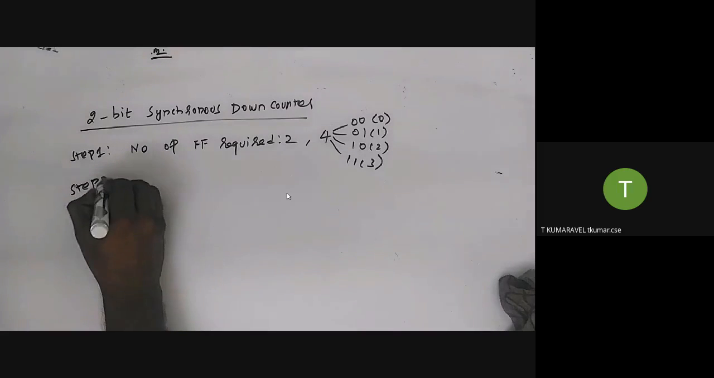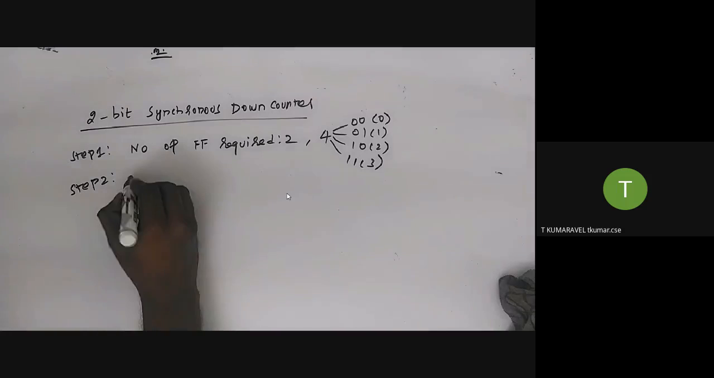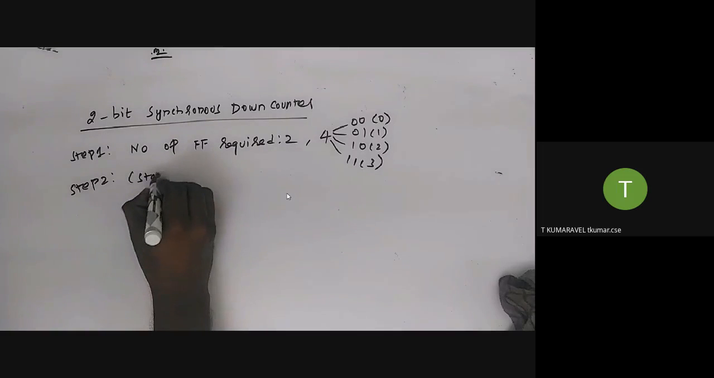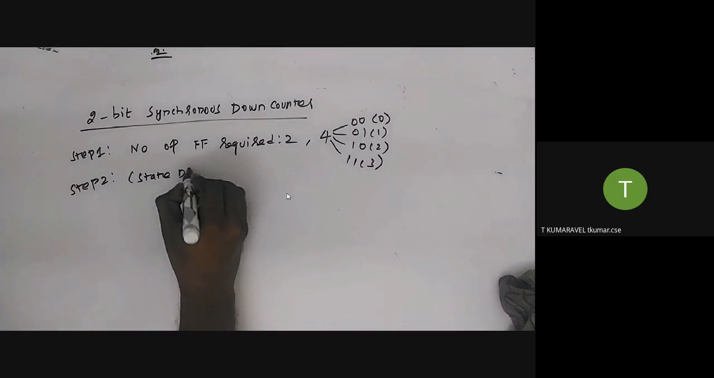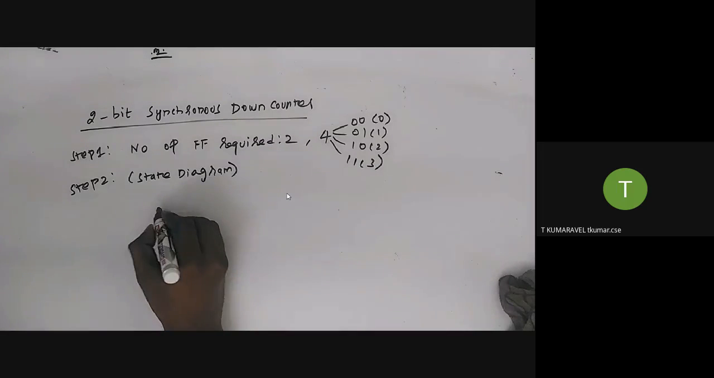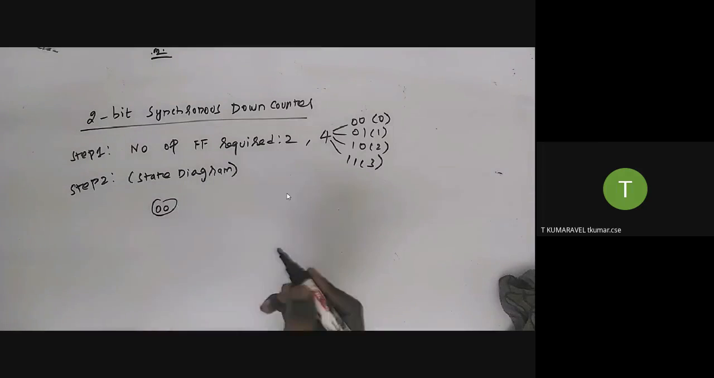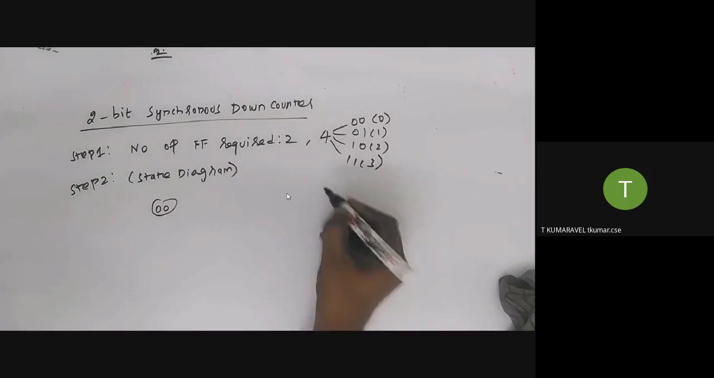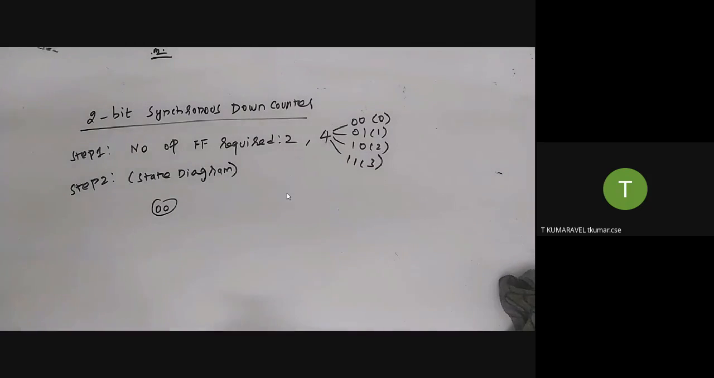You want to draw the state diagram. Okay. So this is a down counter. How should the state diagram appear? The initial state is 0, down counter. Initially 0. What is the main functionality of a down counter? It keeps on decrementing the value. That is the functionality of a down counter.